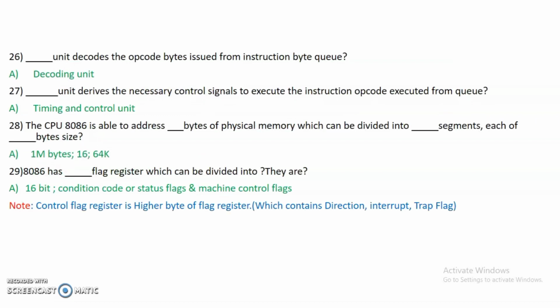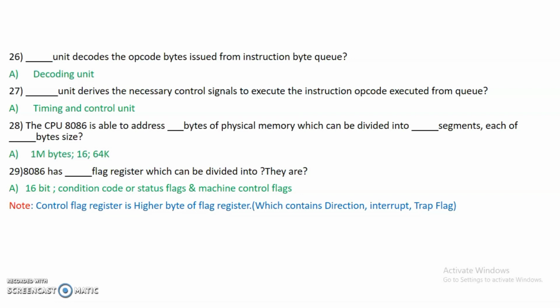Bit number 26. Dash unit decodes the opcode bytes issued from instruction byte queue. So the answer will be decoding unit. So the decoding unit is responsible for decoding the operation bytes which are issued from the instruction byte queue.